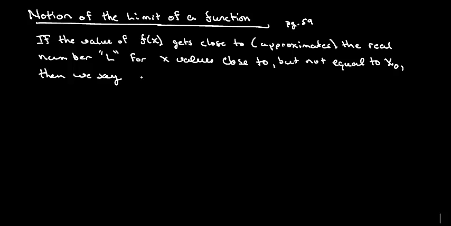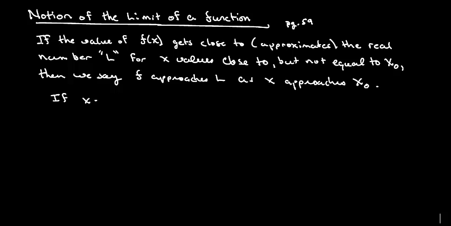that f of x approaches L as x approaches x naught. The notation for this is we say the following. We say if x approaches x naught, then the function values, the f of x values, approach L. Okay, that's one way of saying it.